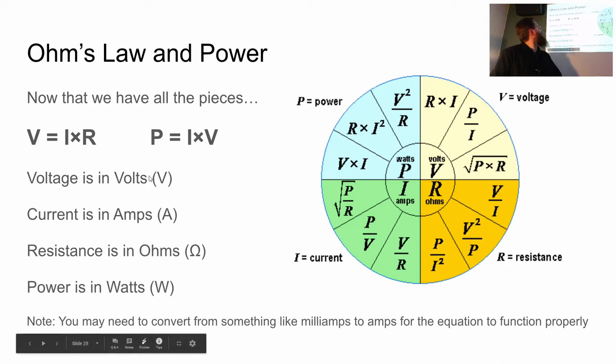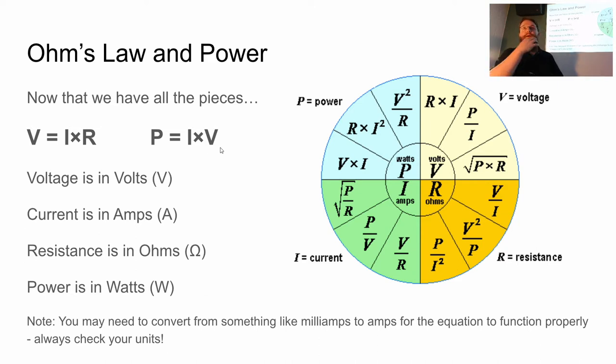The second super important equation is the power equation. And that is P is equal to I times V. Or if you're in Europe, they all remember it by saying pie, P equals IE. And power is the thing that will tell you when something is about to catch on fire. So these two equations are very important.